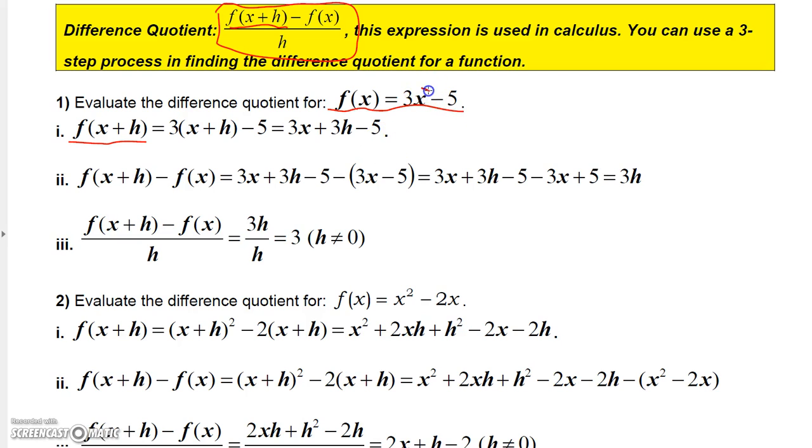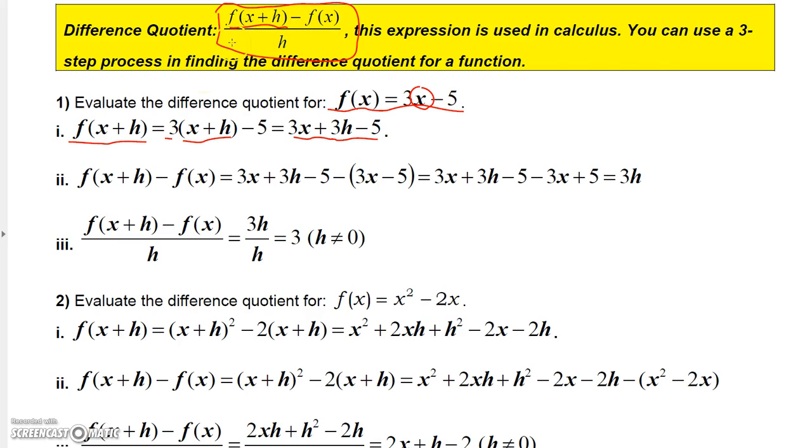So that means I take x here and replace it with x plus h. So instead of 3x minus 5, I have 3 times x plus h minus 5. And then you get 3x plus 3h minus 5. That's the first step. The next step is to do the difference.